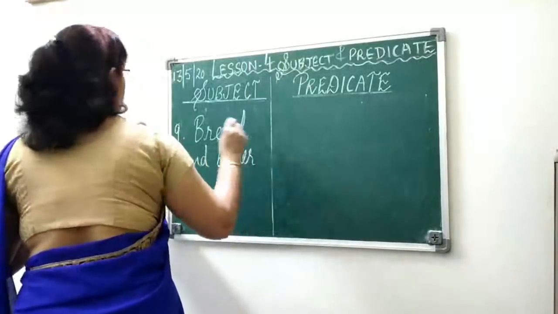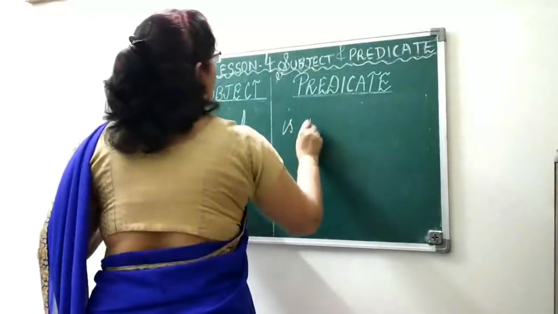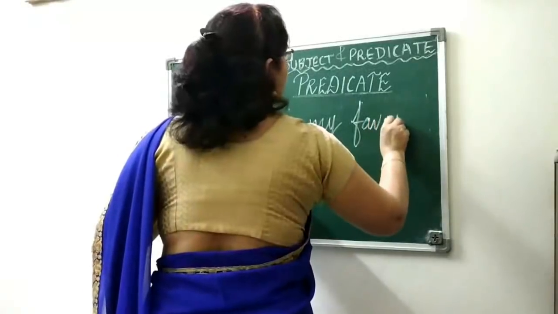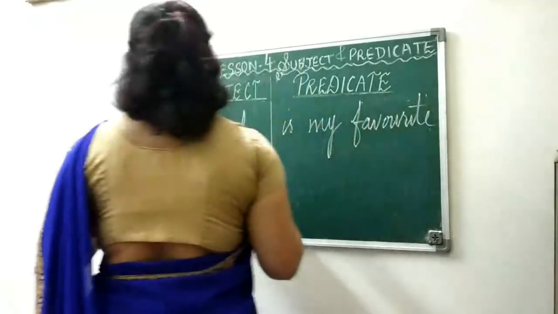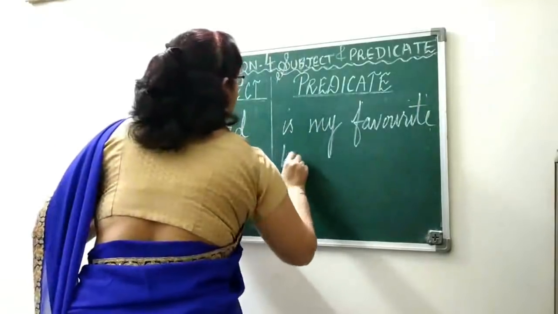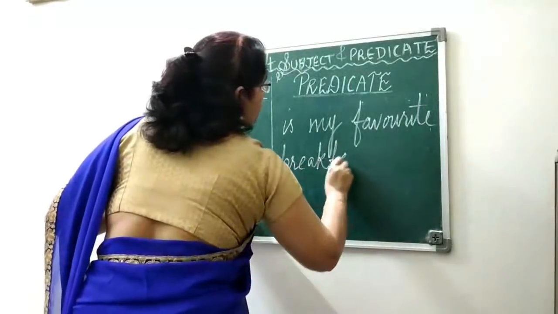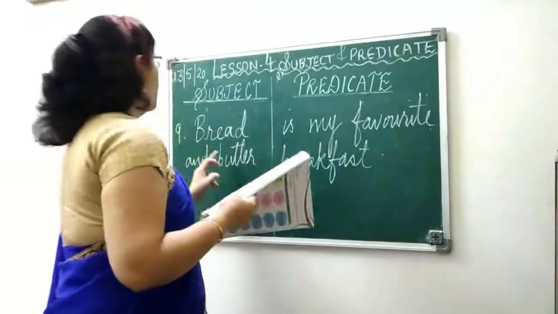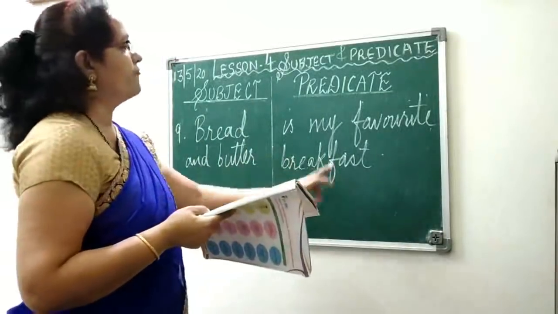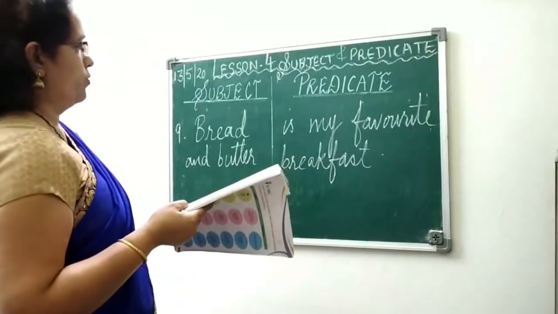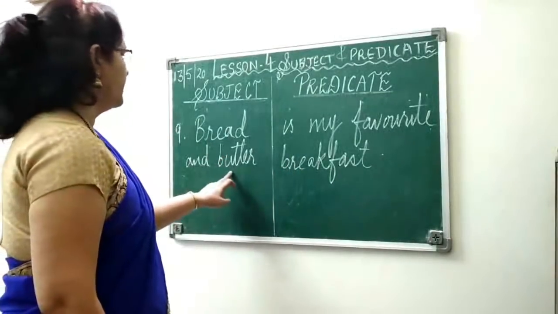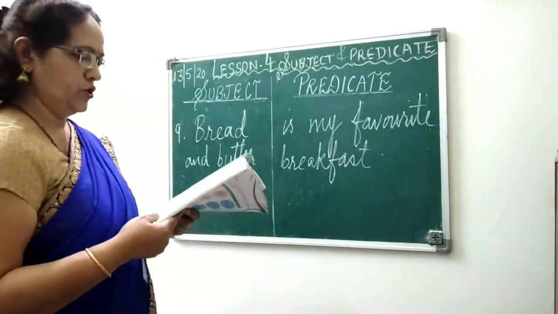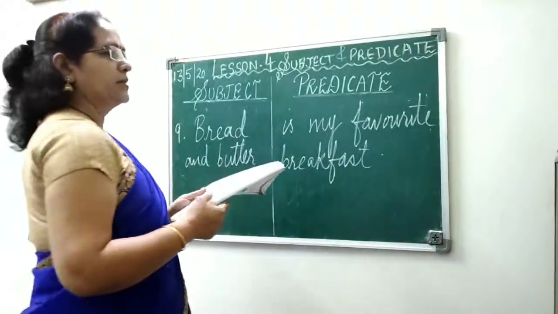And which one is the predicate? Is my favorite breakfast. Okay, children. So, bread and butter is a subject. Is my favorite breakfast is a predicate. Means bread and butter is a naming part. Is my favorite breakfast is a doing part. Okay, children. It's clear. Now, the tenth one.